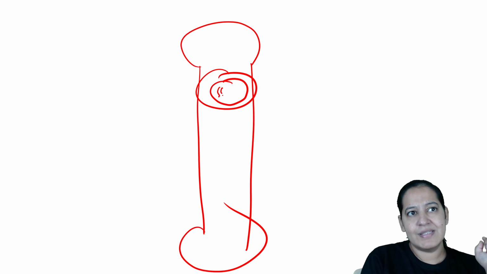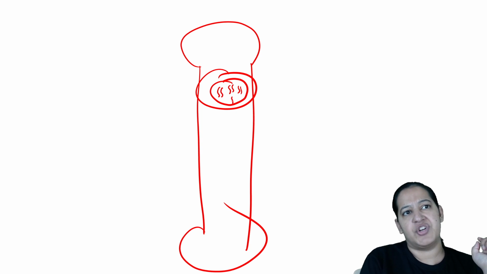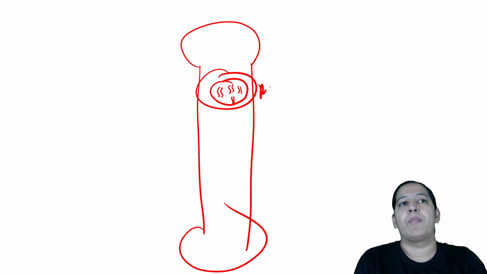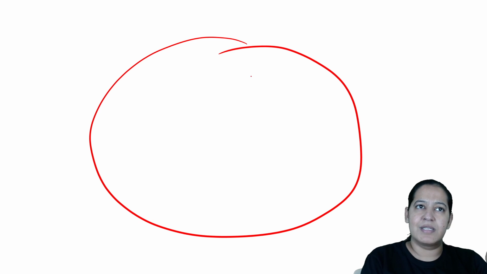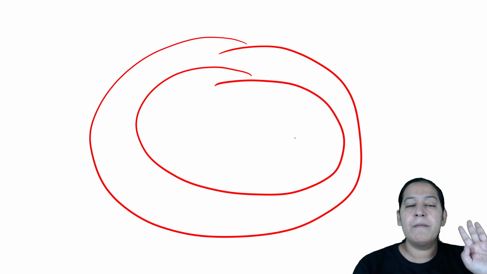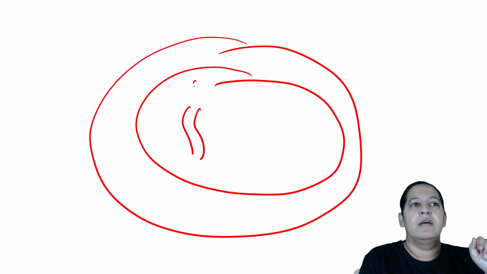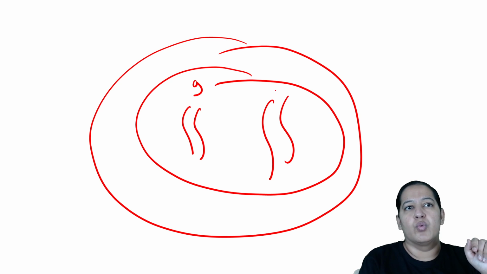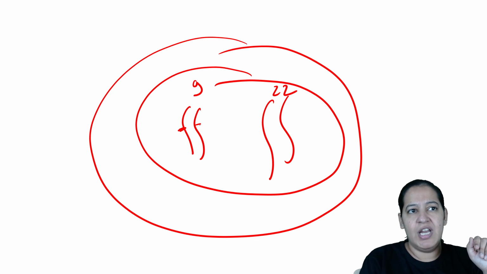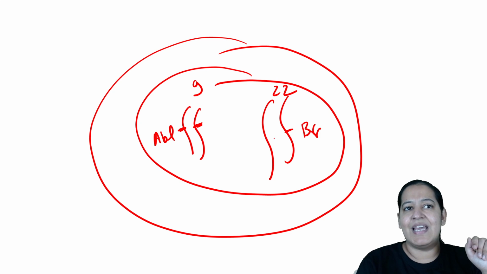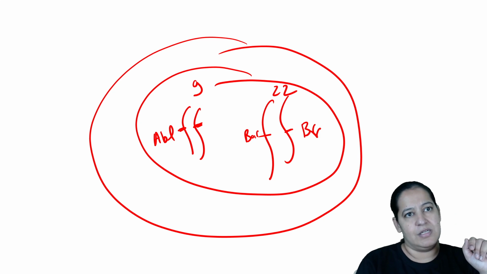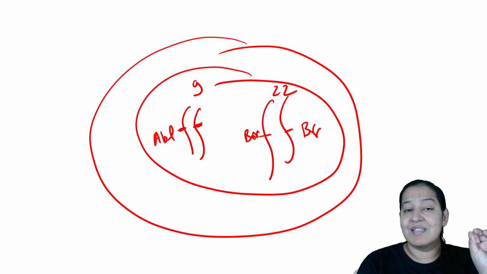All cells have 46 chromosomes, 23 pairs of chromosomes. So let me draw this myeloblast separately on a different page. This is the myeloblast. This is the nucleus of the myeloblast. There are 23 pairs of chromosomes. Let me draw pair number 9 and let me draw pair number 22. On chromosome number 9, there is a gene known as ABL. On chromosome number 22, there is a gene known as BCR. This is normally present on pair 9, and this is the name of the gene.